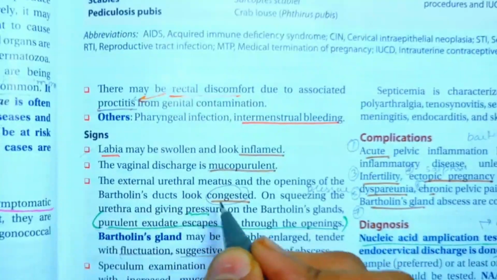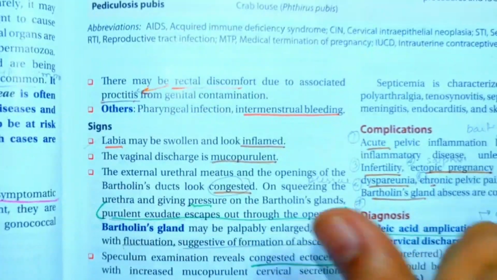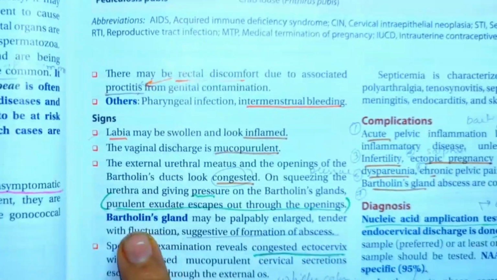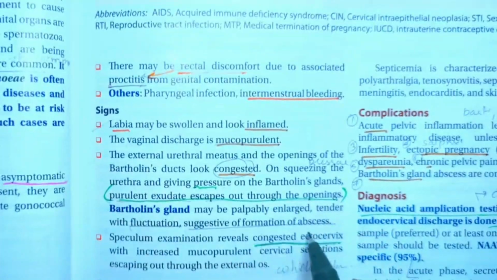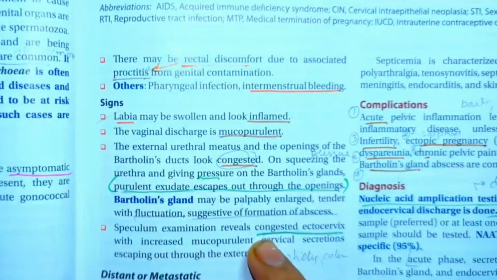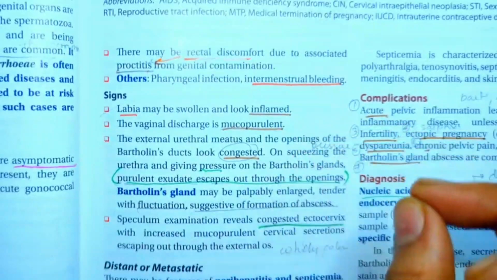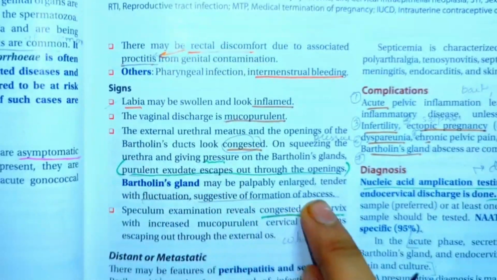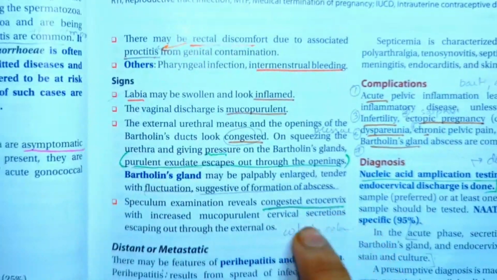The external urethral meatus will be congested. On squeezing the Bartholin's gland, purulent exudate escapes from the openings. Bartholin's glands will be palpable, enlarged and tender, with formation of abscess, since it is a liquid-filled abscess. Speculum examination reveals congestion of the ectocervix. So the urethral meatus and the sites of infection all provide a sign: urethral meatus congestion, secretions from the abscess, Bartholin's gland affected, and then the endocervix will also show congestion.